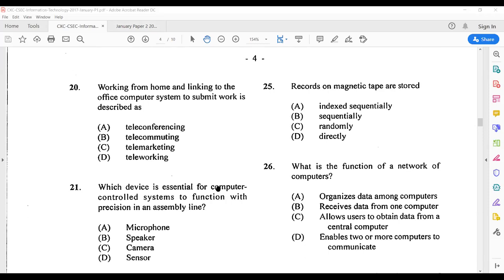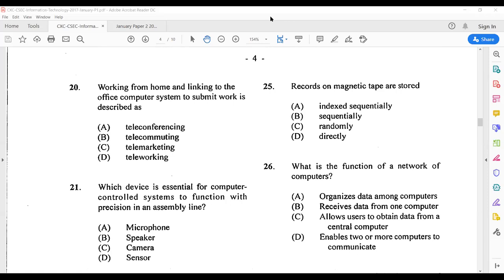All right, let's move on to 25. Records on magnetic tape are stored in what way? What letter? A. A. Any other? Any other one? D.